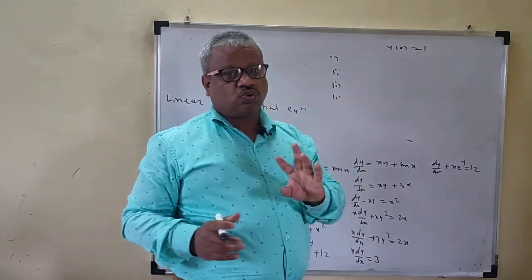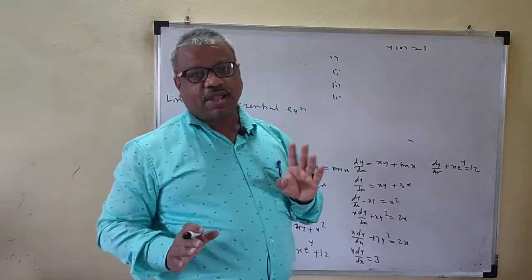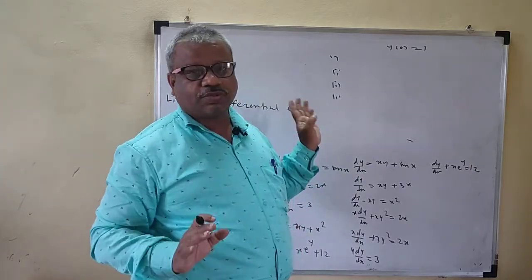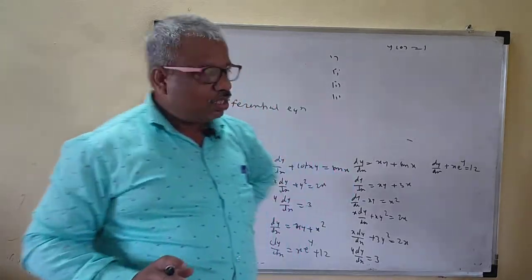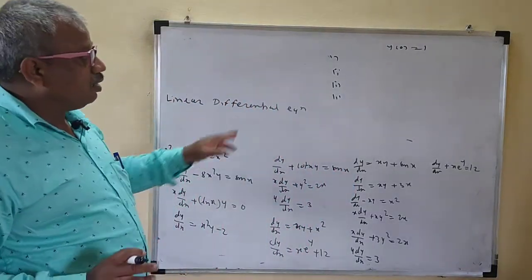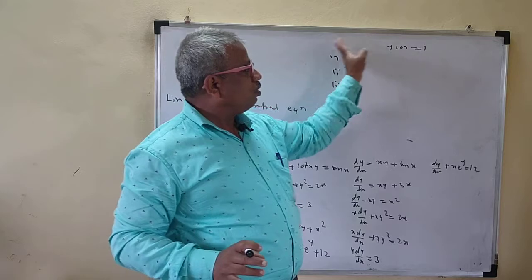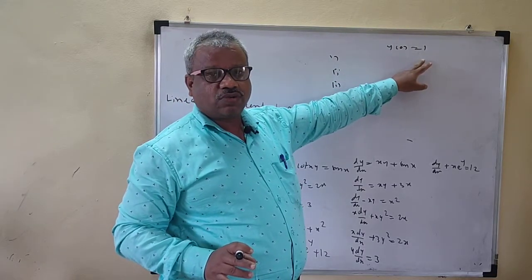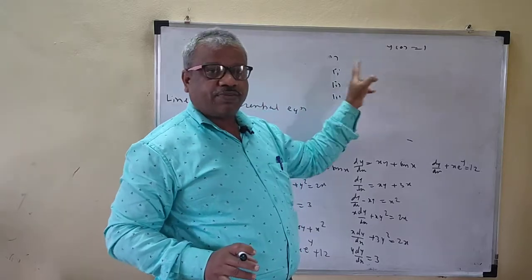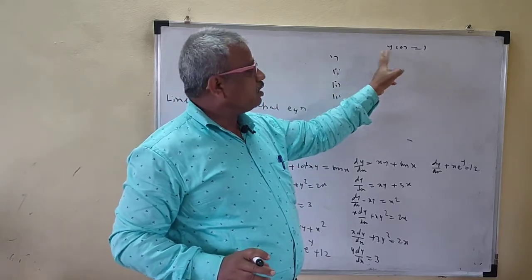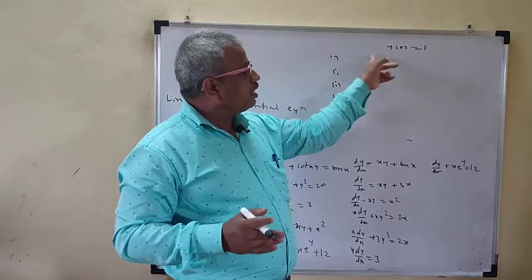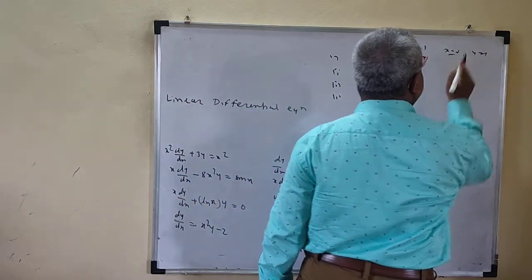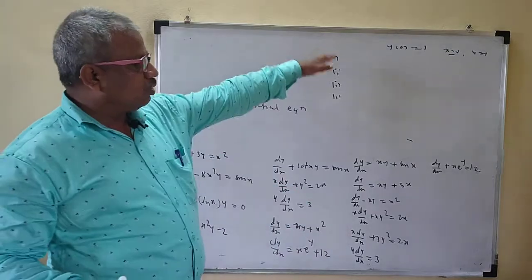If 2 solutions satisfy this, then you have to find the solution of the general solution, or just a solution of the differential equation. Suppose the differential equation is given and this condition is there, y of 0 is equal to 1. First you have to check: put x equal to 0 and y equal to 1. Which equation satisfies x equal to 0 and y equal to 1? That will be your solution.